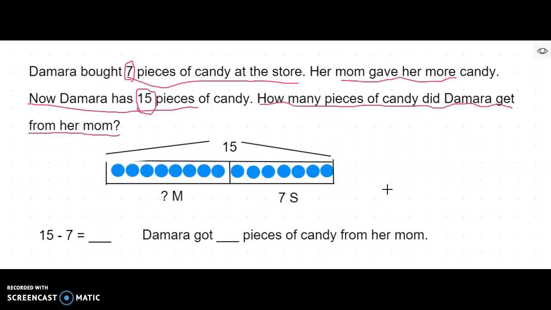Okay. So I've got 15 pieces of candy. She got 7 from the store. I need to know how many she got from her mom. I have this part, it's the 7 from the store. I have this part, I don't know how much that is, but that's how much her mom gave her. Can you count out how much her mom gave her?